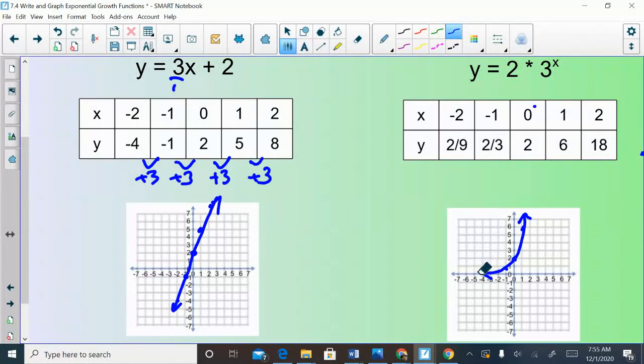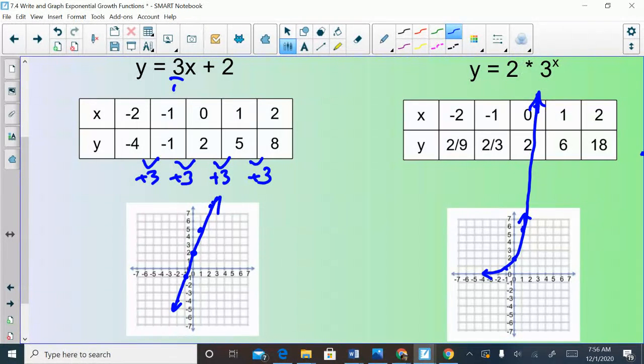It goes this way forever. And actually, if we plotted more points, this line would go towards this axis, but never actually reach it. It's just getting closer and closer, infinitely closer to this axis. And this one's just going to the moon, right? We know it goes up to 18 here. We can do something like that if we wanted to.